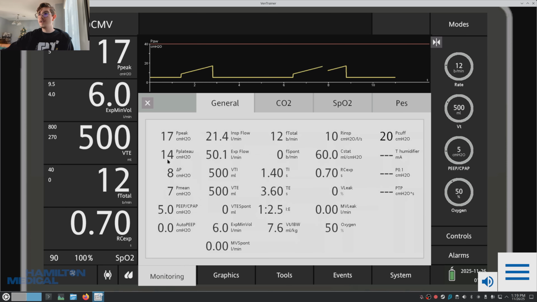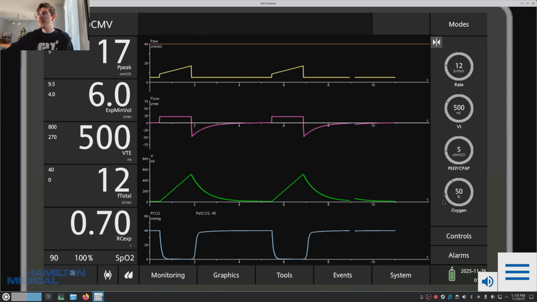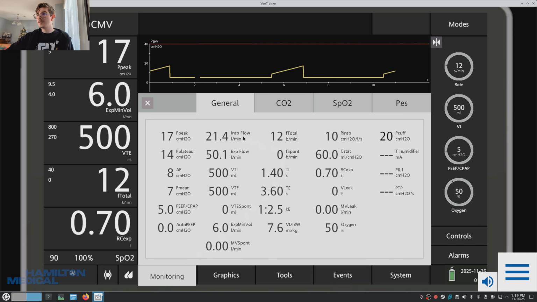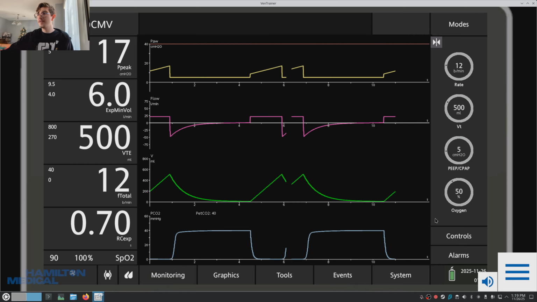We can see our plateau is 14, right? There's a difference of 3, basically 3 centimeters of water of airway resistance. We have driving pressure of 8. We have a static compliance of 60, right? PEEP of 5. Now, lowering your flow like this, tell me, inspiratory flow, 21.4, that's kind of low.